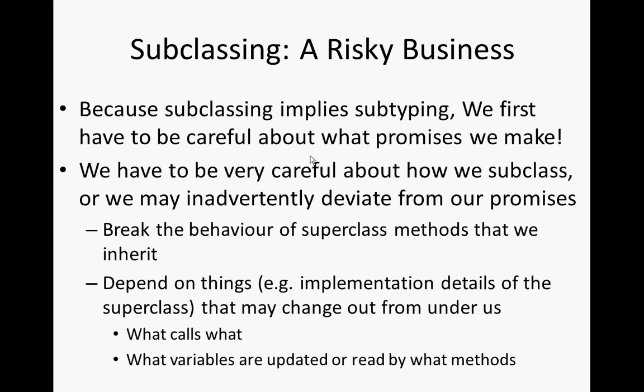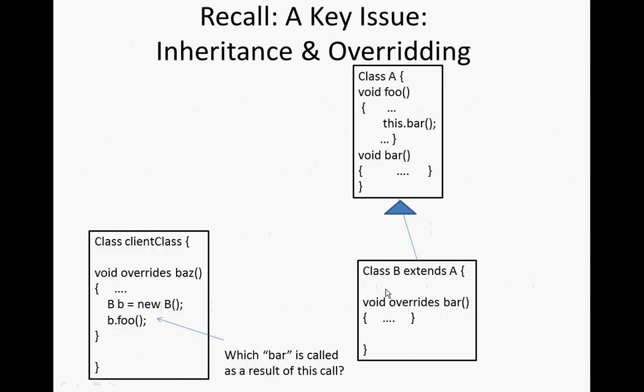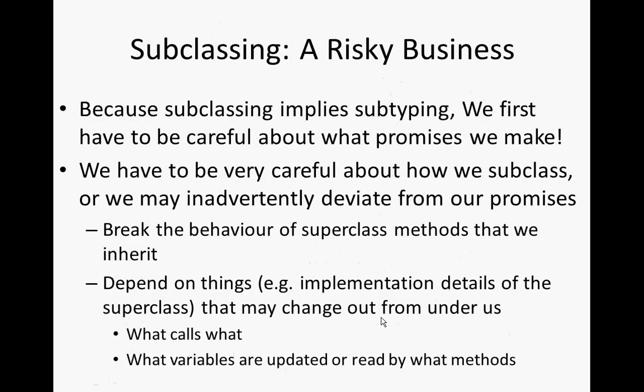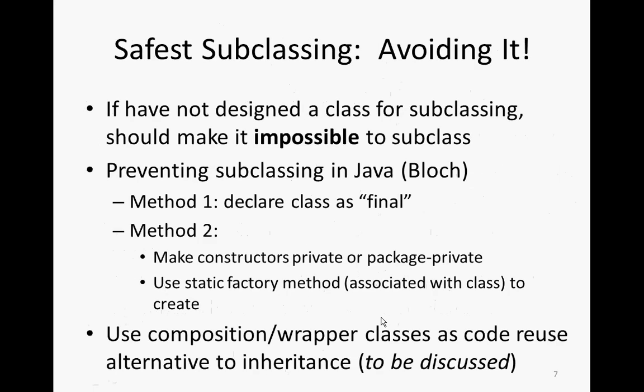We break the behavior of superclass methods, and we inherit it because we're very selectively going around overriding some methods and not others. As a result, we may be breaking how the superclass works. We may be breaking how our own intended class works, in a way that makes it dependent on the evolution of the superclass. So often we'll be depending on things about the superclass that we don't know: what calls what, what variables are updated or read by what methods. So we'll go through several alternatives for dealing with this.